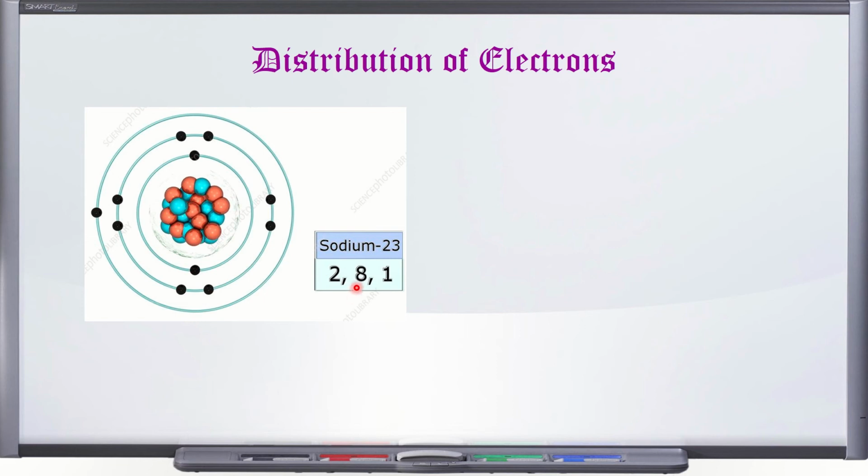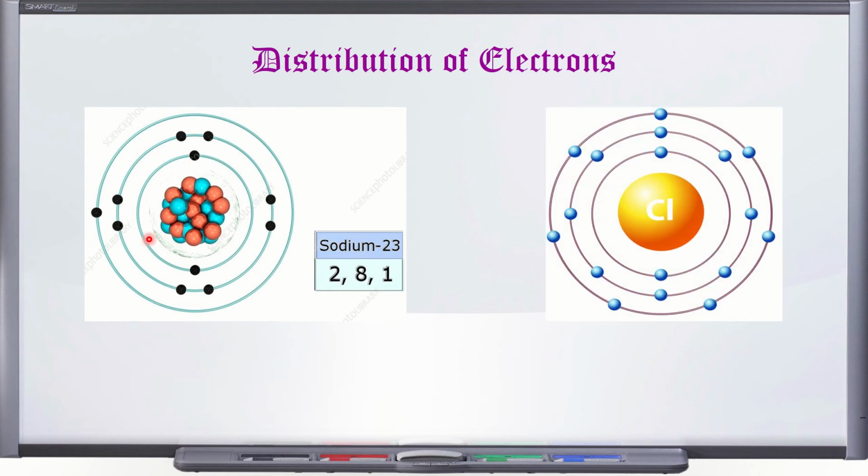For example, the electronic configuration of sodium is 2, 8, 1. That means in the first shell there will be 2 electrons, and in the second shell there will be 8 electrons. You can write the 8 electrons in pairs, or separately at the same distance, and the last 1 electron will go to the third shell. In this way the diagram can be drawn.